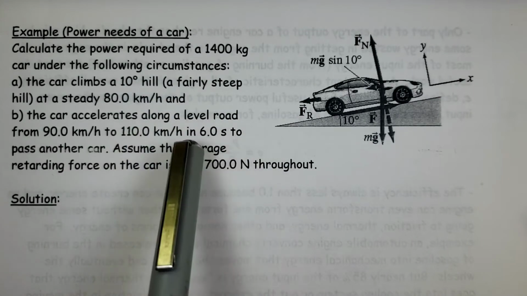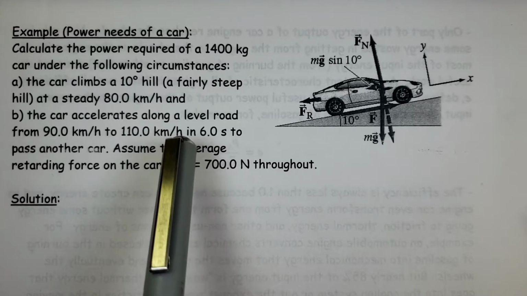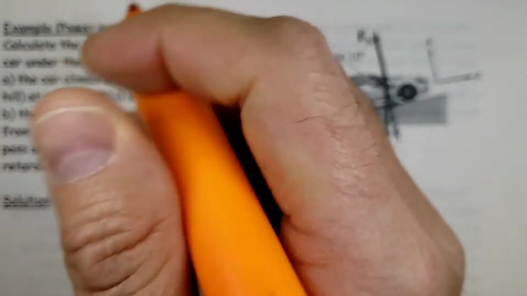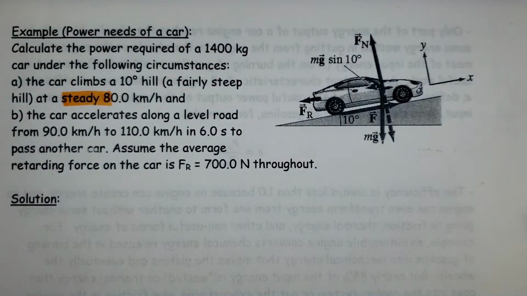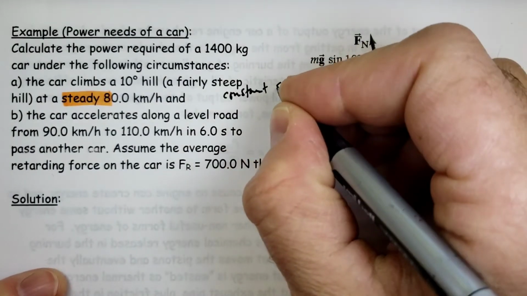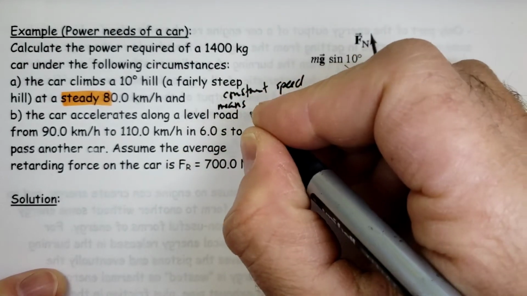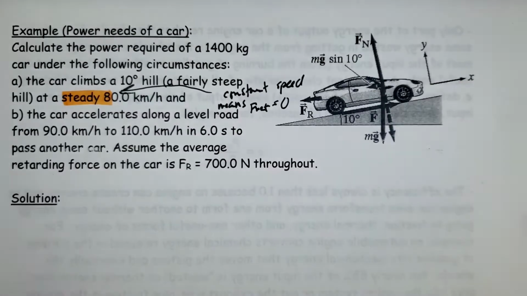We'll look at the car as it's climbing a 10-degree hill, a fairly steep hill, at a constant speed, a steady speed. That's a key thing. Constant speed means F net is 0.